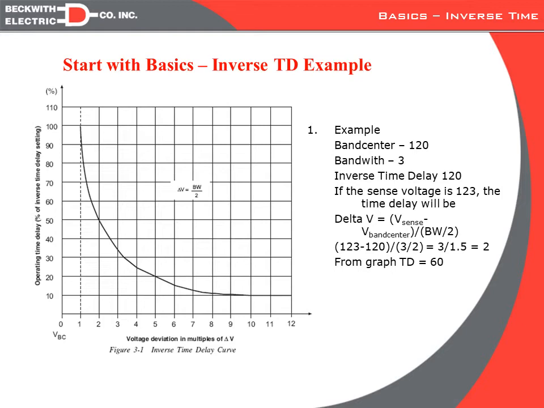So in this case, for instance, if we were at 123 volts measured, and our bandwidth was 3, and we were going inverse time delay of 120, we would take our measured voltage, minus from that the band center, and then divide that by the bandwidth of 3 divided in half. From that, we could see that we would get a value of 2, which basically means if we go to 2 here, we have cut our time delay in half.